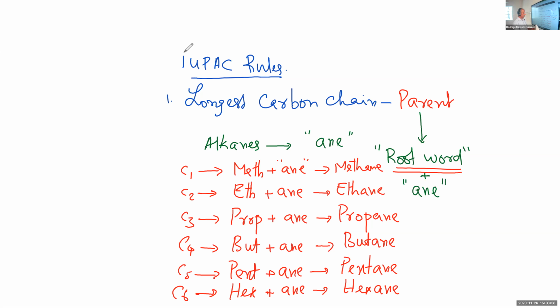If there are side chains, you first select the parent chain as the longest carbon chain, and you give the numbers to the carbon atoms so that the side chain gets the lowest number, and that is called the locant. The position is called the locant. So the side chains are given the smallest locant, the smallest number. That is rule number 2.